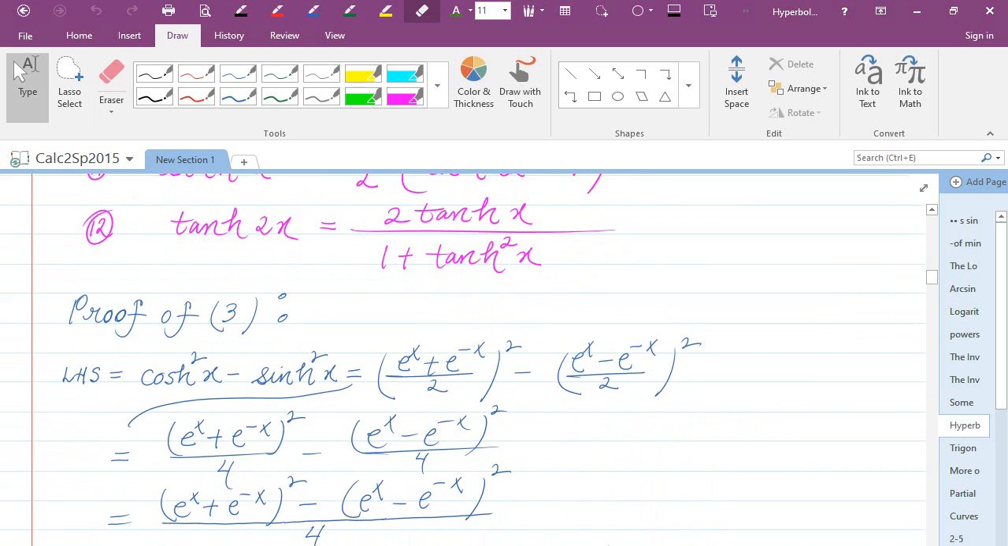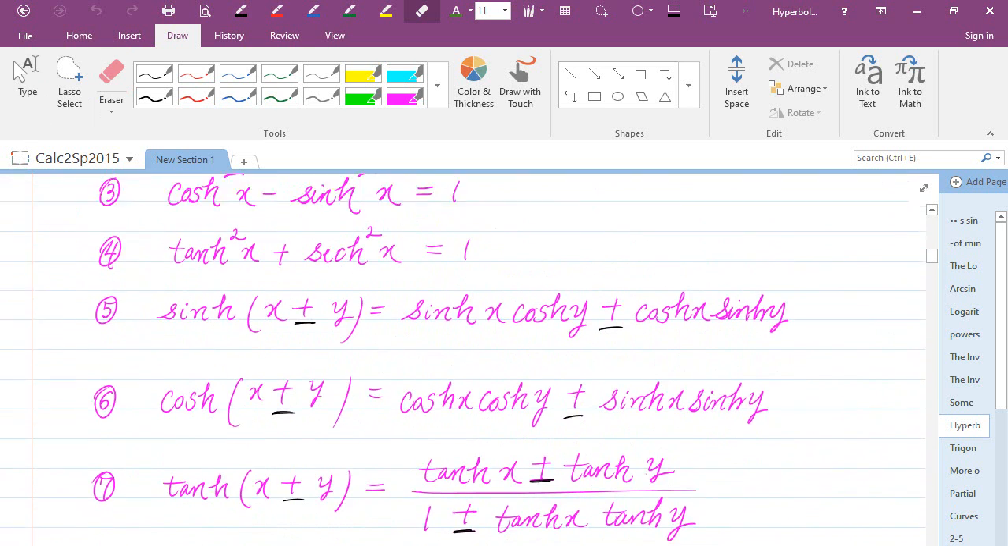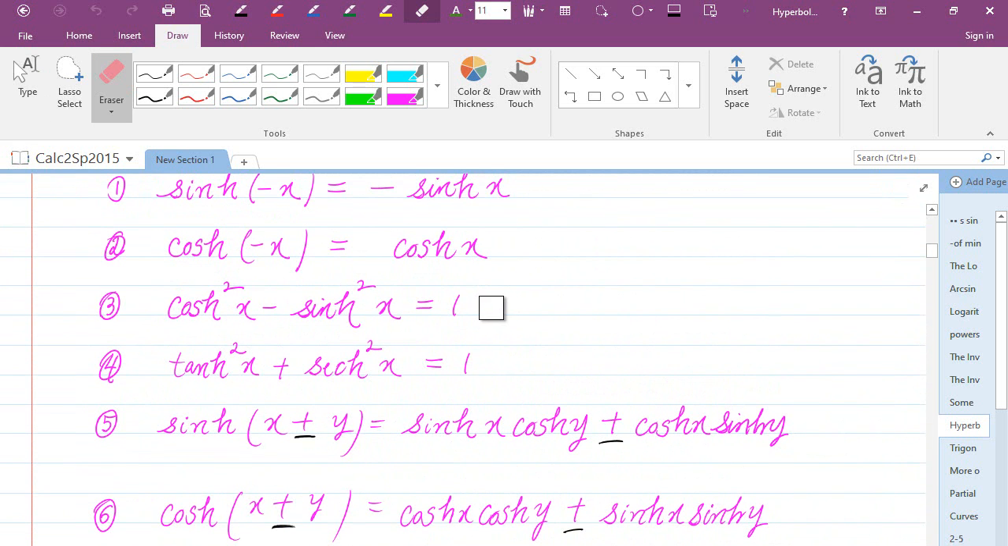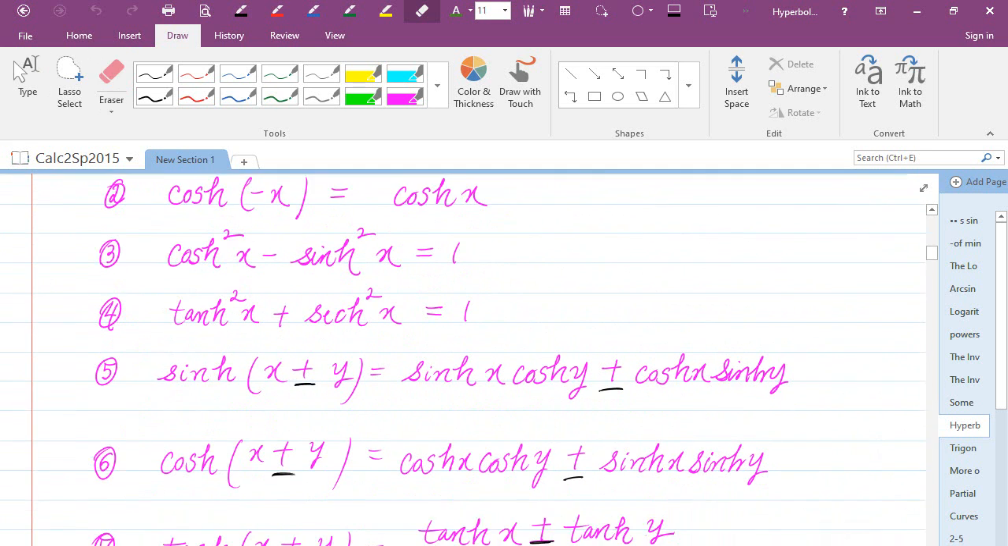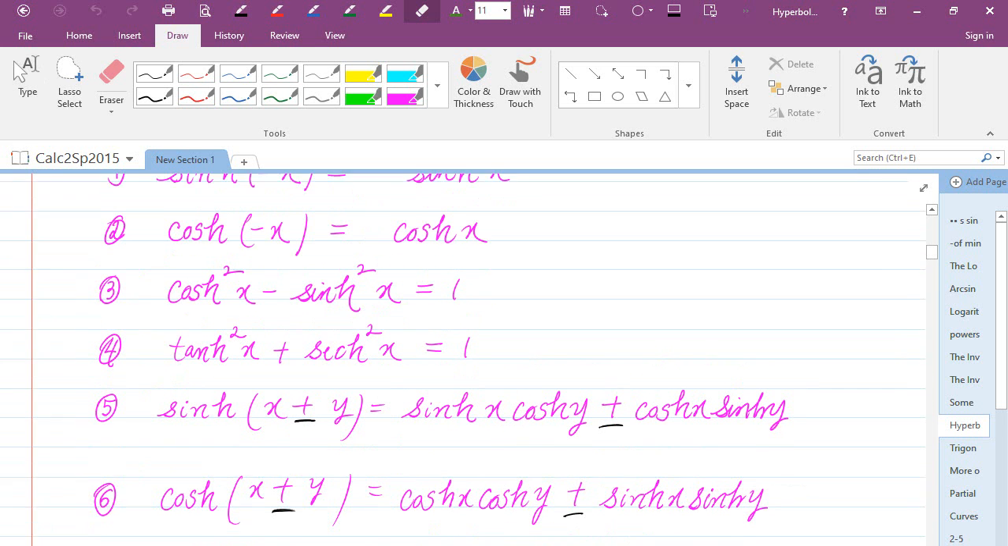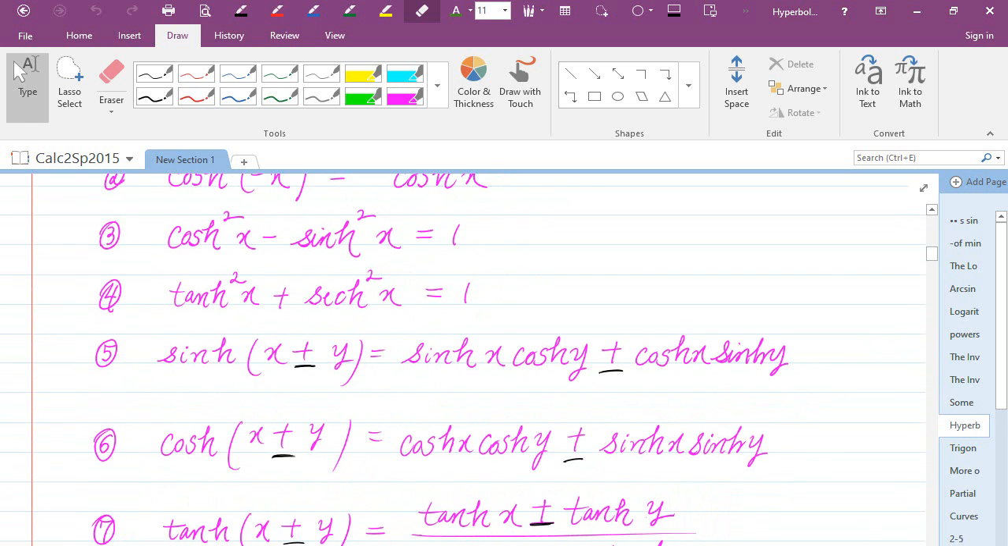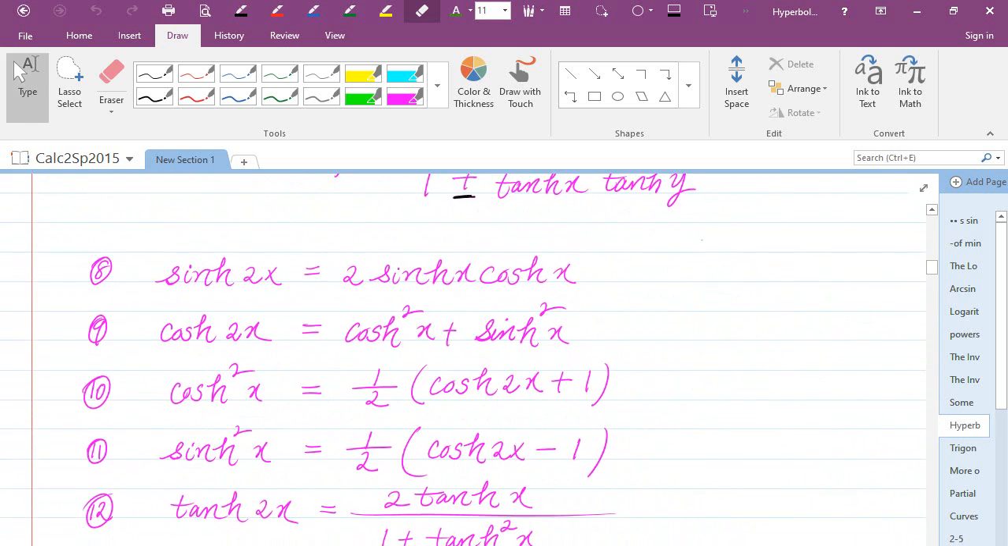Okay, so what I want to do now is prove number 3 right here, and I'm not going to be proving the other ones. I'll let you do them, none of them are hard. It just doesn't make sense to prove each one of them. So I'm going to be proving number 3 to you.